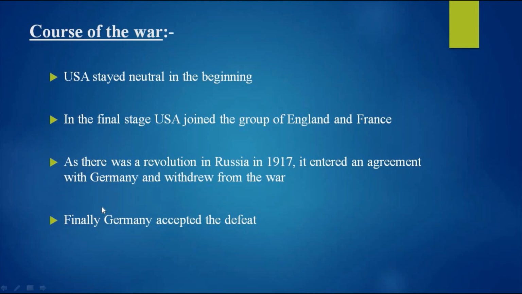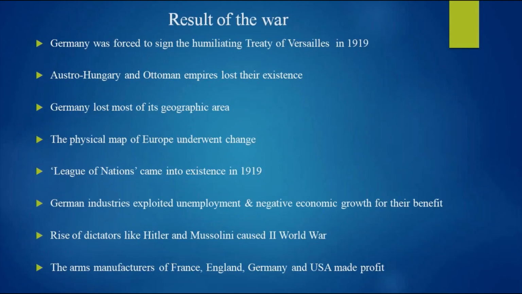And there, the other group with the US, England and France, the USA attacked Germany, and finally Germany accepted its defeat. So this is the course of the war. What is the result? Mainly, Germany was forced to sign the humiliating Treaty of Versailles in 1919. It's a very important one here.